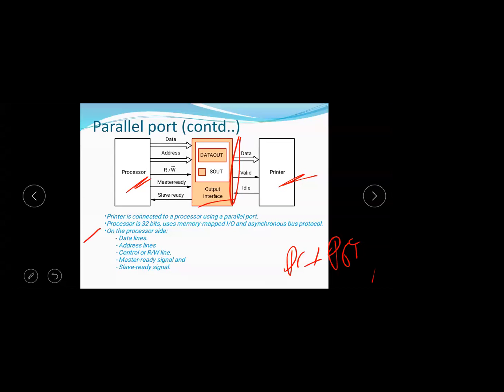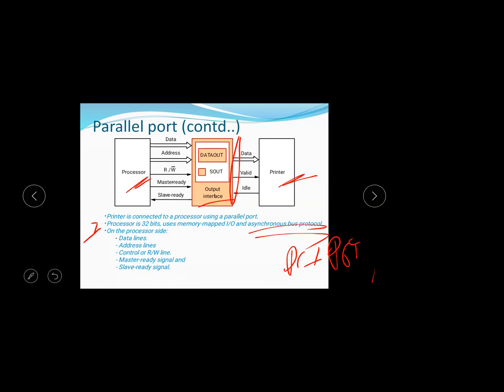The processor is 32 bits, uses memory-mapped I/O and an asynchronous bus protocol. In the same manner, because the printer is an independent unit and the processor is also an independent unit, and both are operated under different clock generators, it is asynchronous transmission. That is, it follows the asynchronous bus protocol.